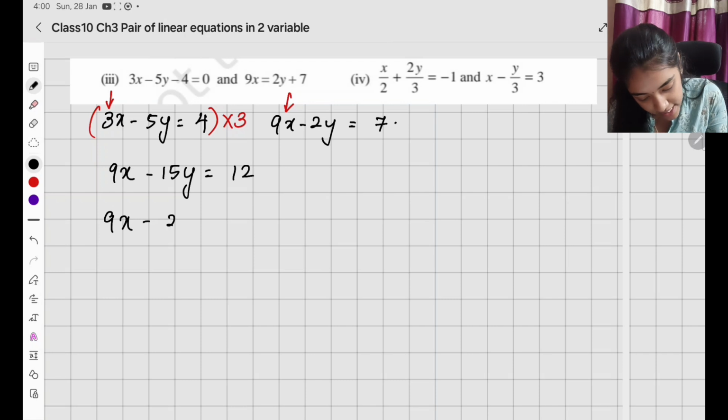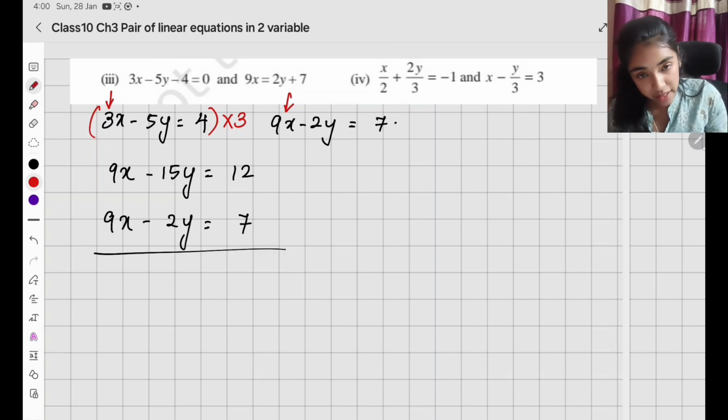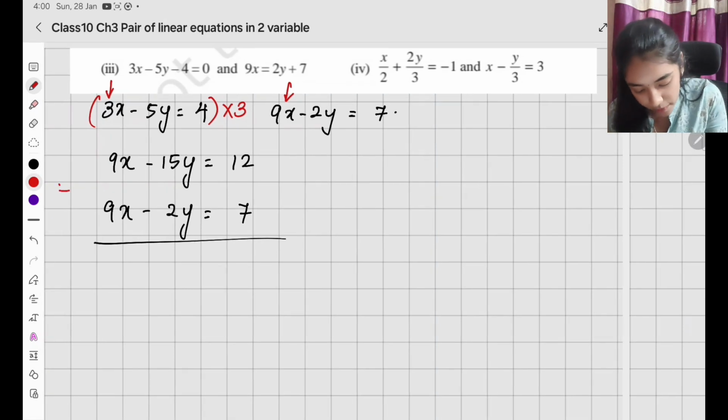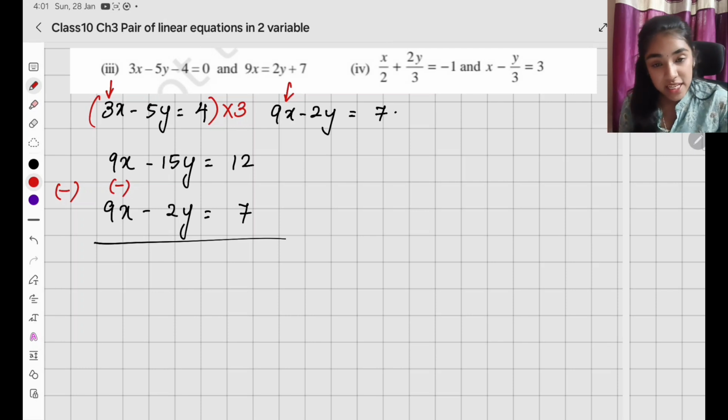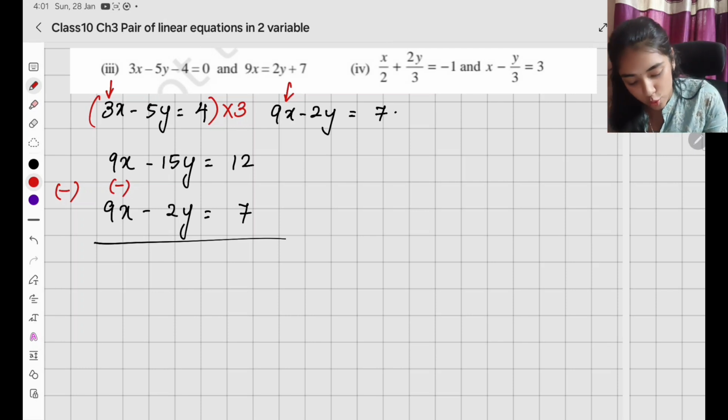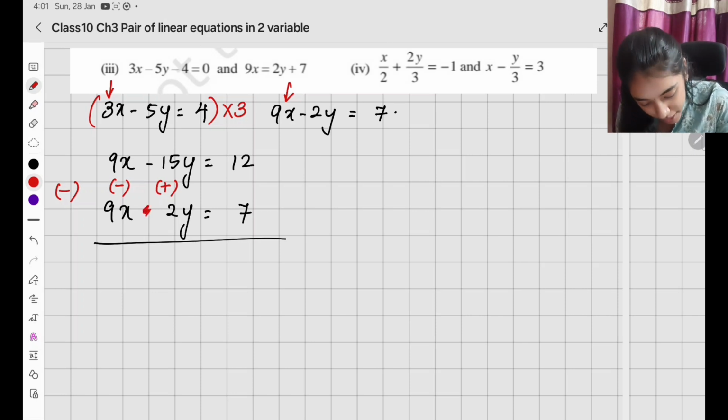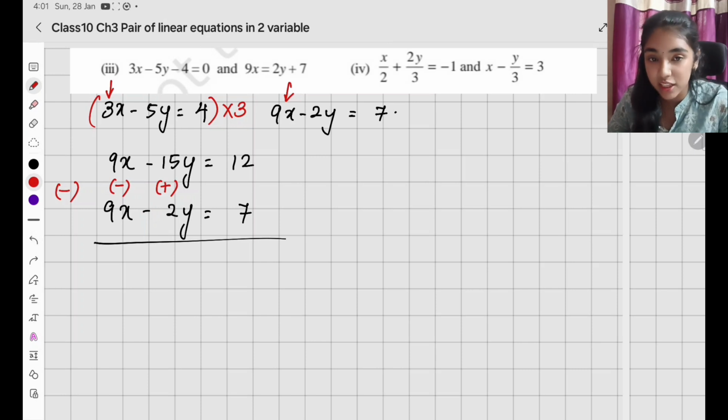So second equation I have 9x minus 2y equals 7. இப்போ என்ன தெரியுது? I have to subtract இல்லையா 9x minus 9x. So the operation is going to be a minus. So I have to do 9x minus 9x minus 15y minus of minus 2y. அப்ப என்ன ஆகும்? The operation becomes a plus. Okay? அப்ப இந்த minus மறந்துருங்க. இந்த இடத்துல இந்த minus இருந்ததுன்னு மறந்துருங்க. When you change the operation, forget that you had a minus there.